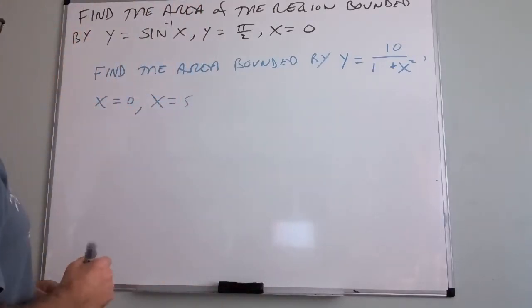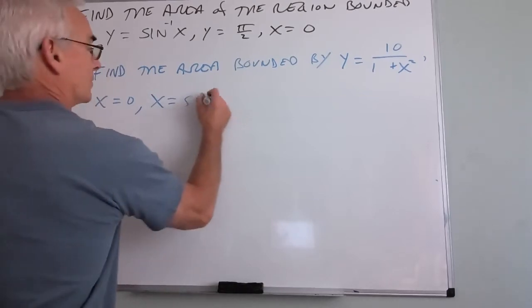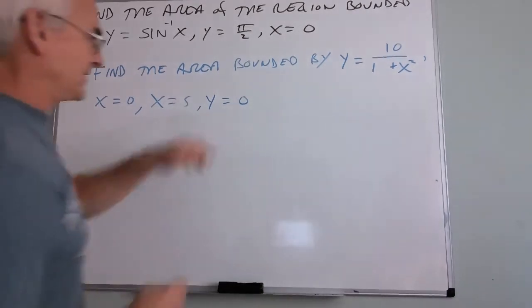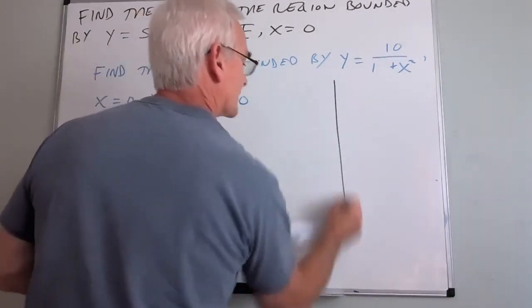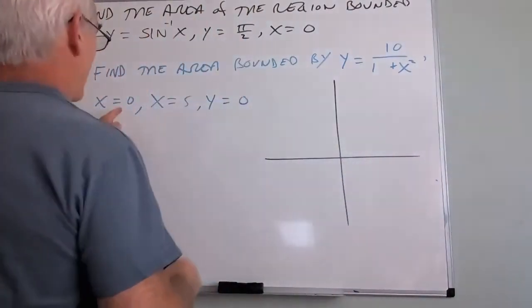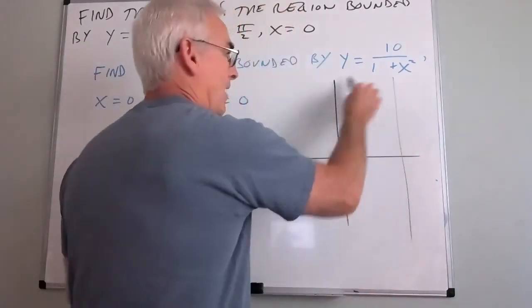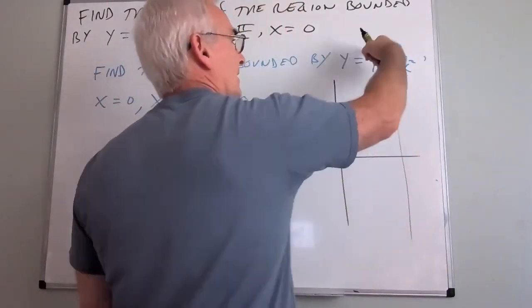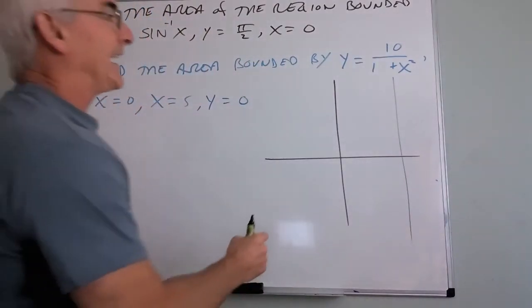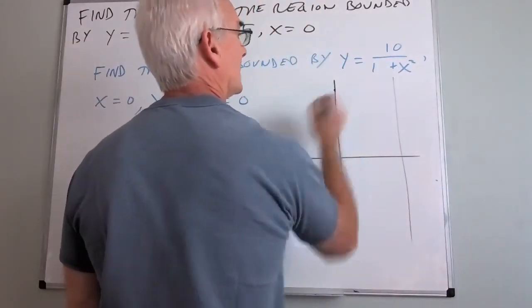Okay. So I'm bounded by that, oh, and I need one more, sorry. And y equals 0. I don't have a lower limit yet. Okay. That's important. So now when I draw this thing, I'm bounded by the x-axis. I'm bounded by the y-axis. I'm bounded by the line x equals 5. So now I'm up here somewhere. Now I need this. Well, that's actually not that hard to draw. When x is 0, y is 10. So maybe I'm here.